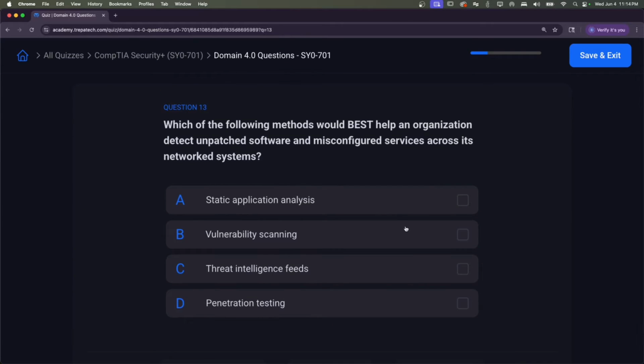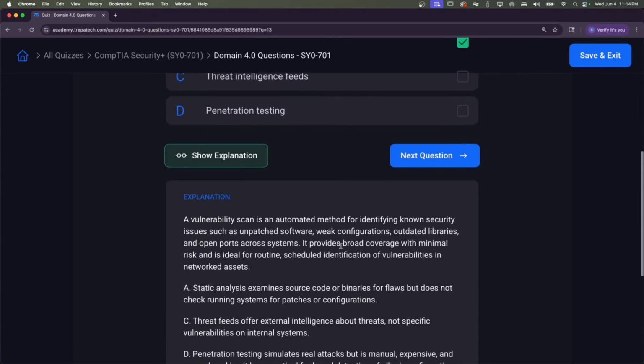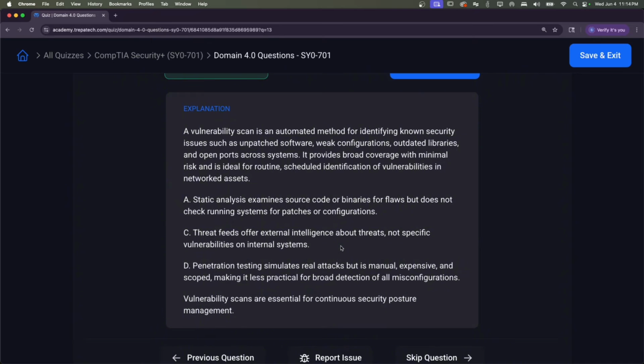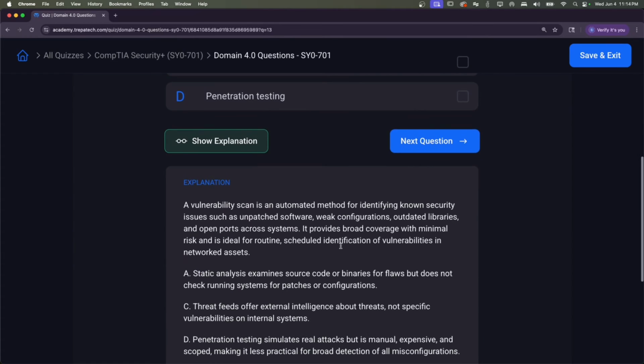Question 13. Which of the following methods would best help an organization detect unpatched software and misconfigured services across its networked systems? So it's not going to be static application analysis. Remember, we already talked about that being source code in a non-runtime environment. Vulnerability scanning is what I'm going to go with off the top of my head, because that's going to be an active, passive, credentialed or non-credentialed scan that connects to different things on our network and gives us information. So I'm going to go with B, vulnerability scanning.